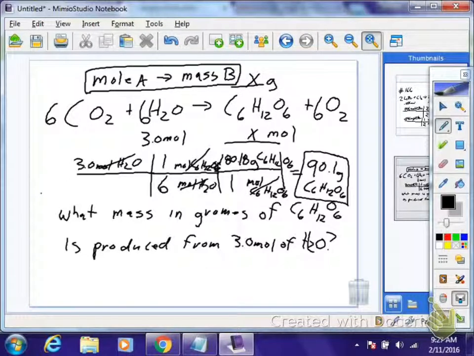So I've got a third type of problem. It's the opposite of what we just did, so it's not like it's going to be foreign. We're switching this arrow, and we're saying we're going to go from a mass of B to moles of A. Okay? That is what we're going to do.